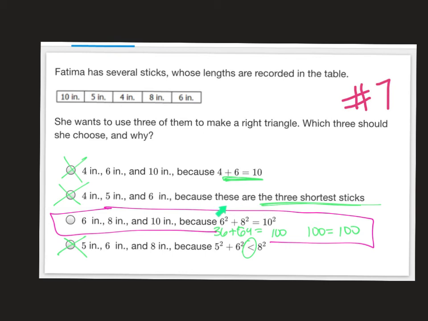This one says because they're the 3 shortest sticks is why. Well, that doesn't make any sense. This one shows you that you have a leg squared that's equal to a hypotenuse squared. That's why this one is your answer. Because I could justify that using these 3 lengths could form that because I can plug it into the Pythagorean theorem and it ends up an equal amount. This last one, we definitely don't want anything that has the less than symbol in it. It has to be equal.